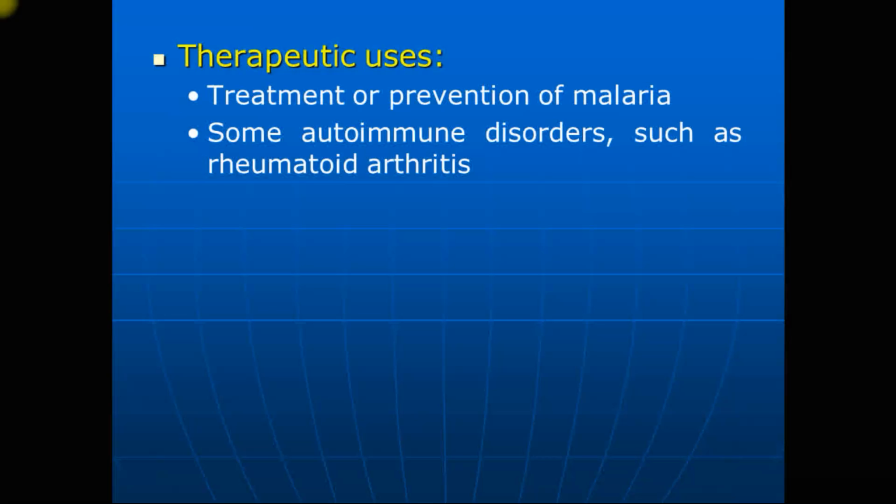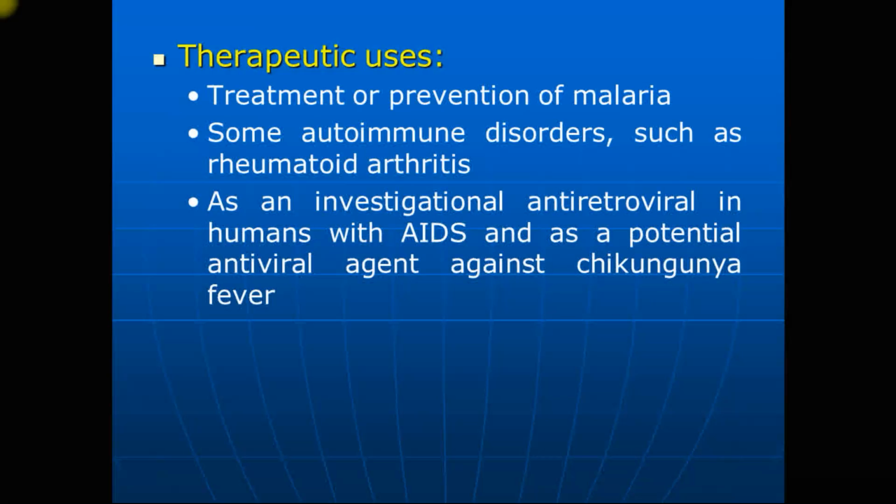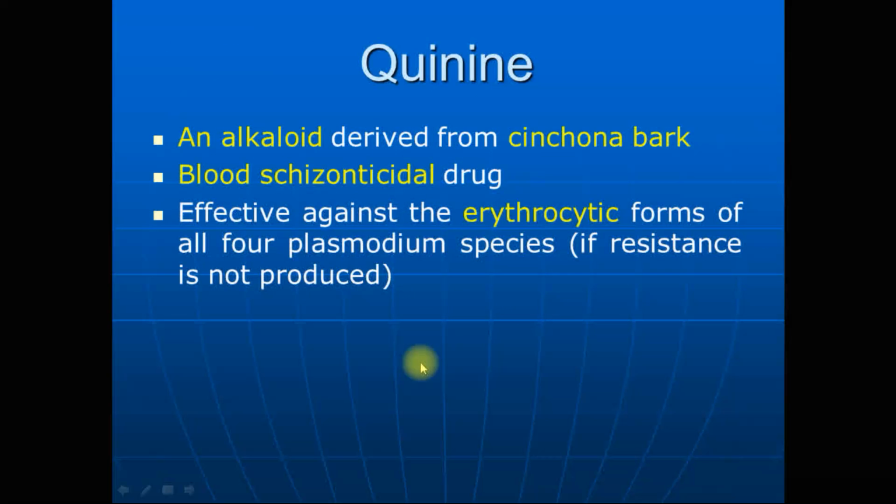And a similar type of observation on viruses has also been made. So it is used as an investigational antiretroviral drug, especially in the treatment of HIV and AIDS, and it is also used many times in some viral diseases, mosquito-borne viral diseases like chikungunya. There also it has a very good antiviral action. So there are multiple therapeutic uses apart from malaria: autoimmune disorders and some viral disorders, which you can definitely mention as therapeutic uses.